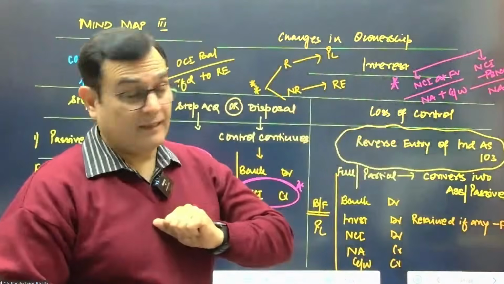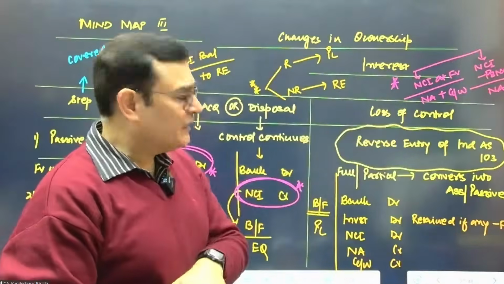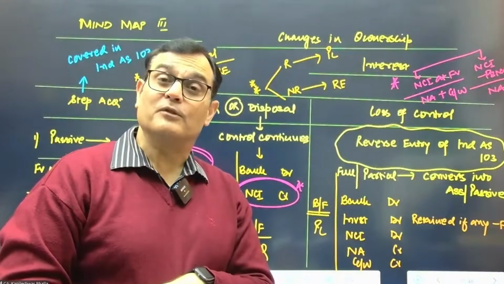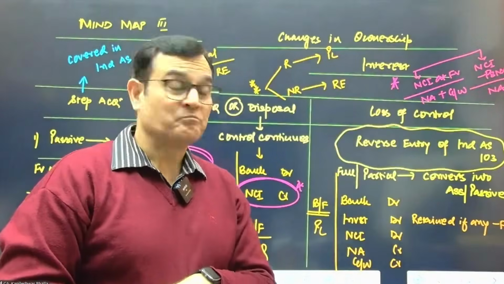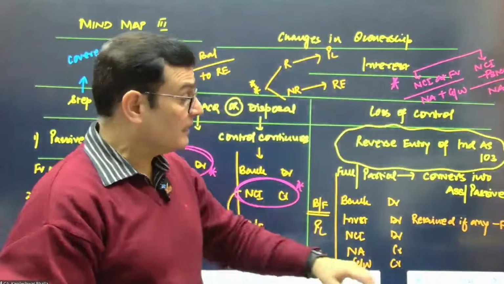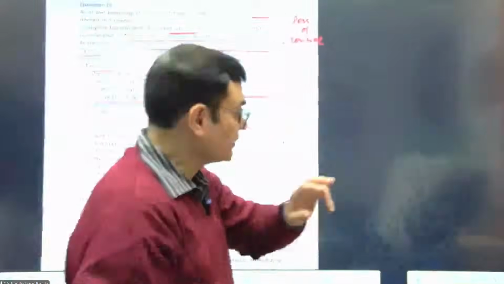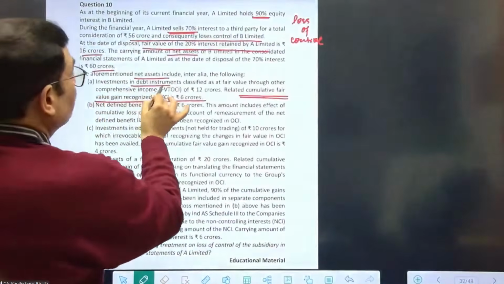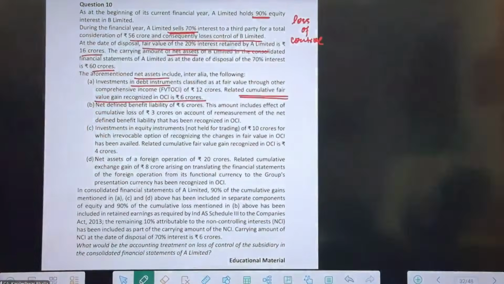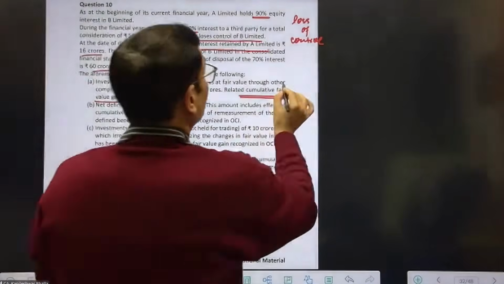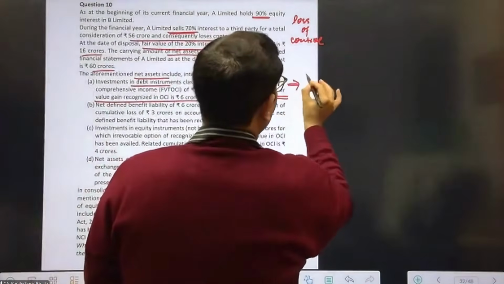But do you see that I've taken any entries with reference to scrutiny of the other comprehensive income? No, but it is possible that even in this case, the scrutiny of the OCI occurs, and that's the uniqueness of this question. So when it says that investment in debt instrument is 12 crores and the related gain is supposed to be 6 crores, now the question arises, is this a case of R or NR?